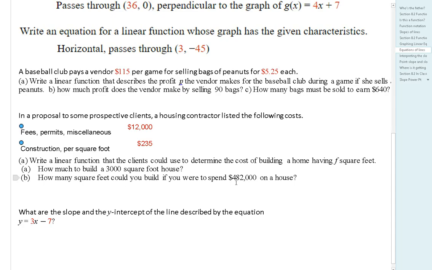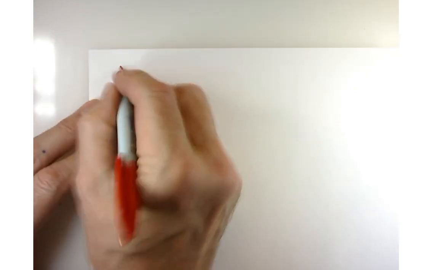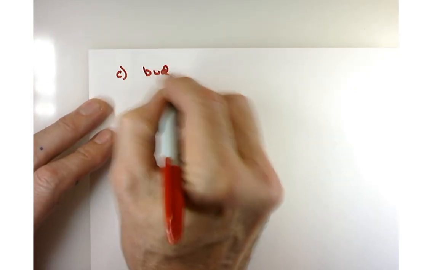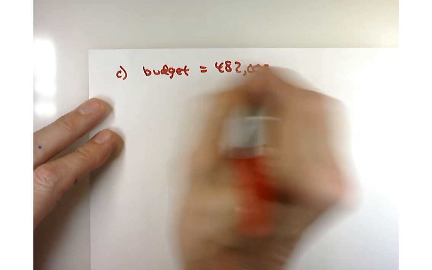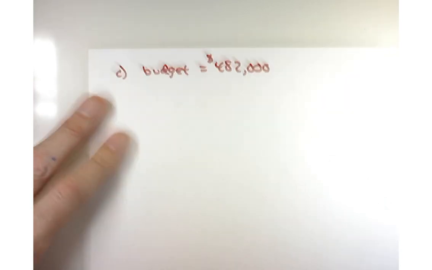Suppose you say, you know what? Here's my budget. My budget is $482,000. Yep, so my budget's $482,000. How big of a house could I build? Now what are we gonna do? So this is part C. The budget equals $482,000. Like $482,000 for Y.